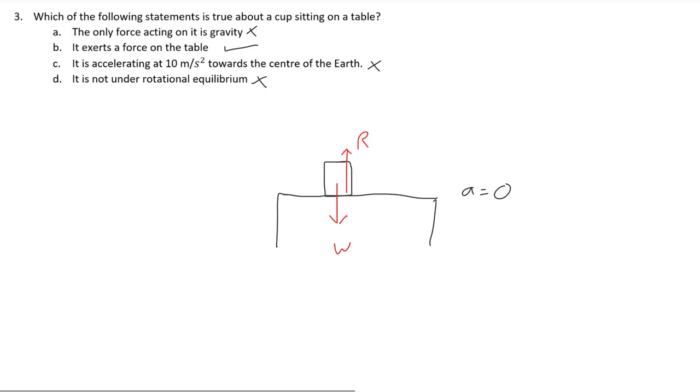Again, this option makes intuitive sense. Because the weight of that object is pushing down on the table, it is pushing on the atoms in the table, it is naturally exerting a force on the table.